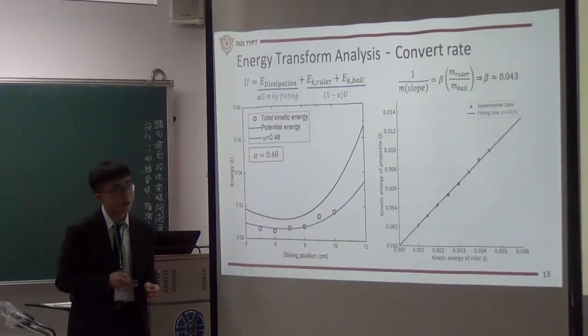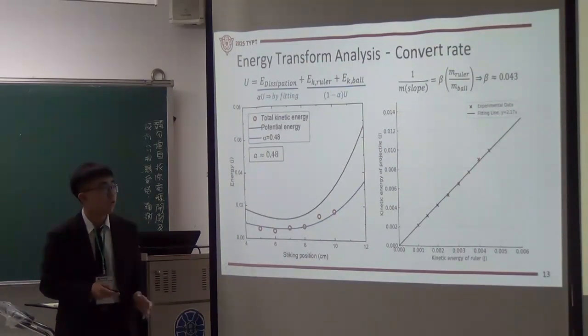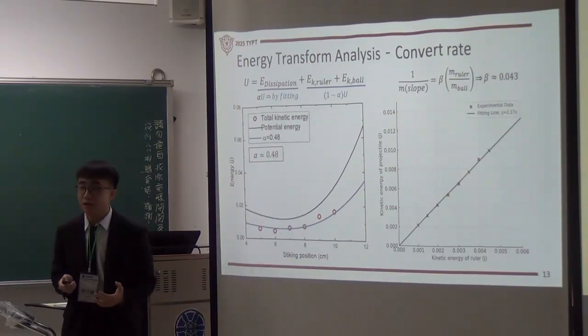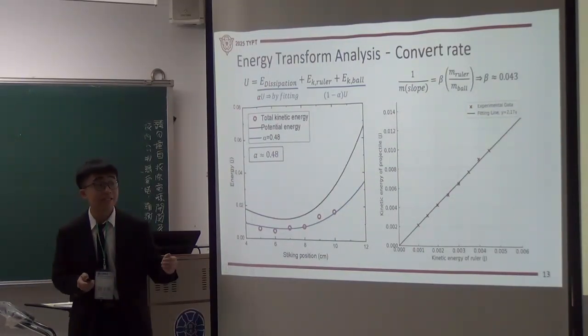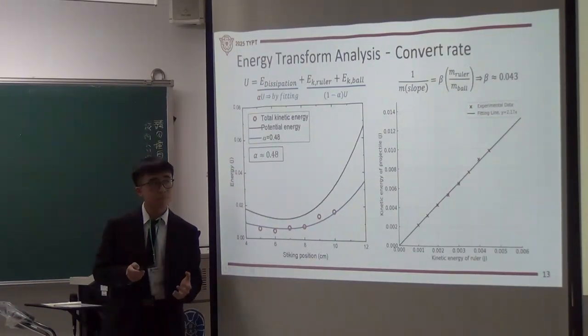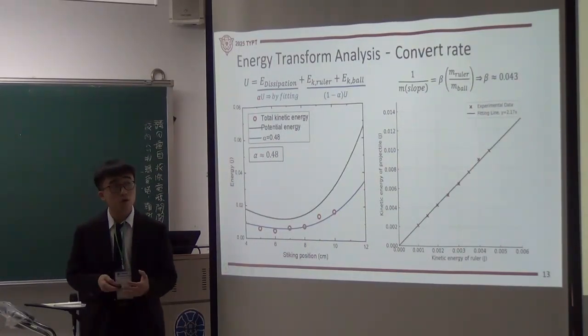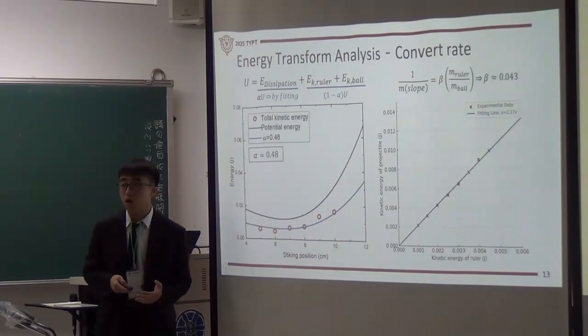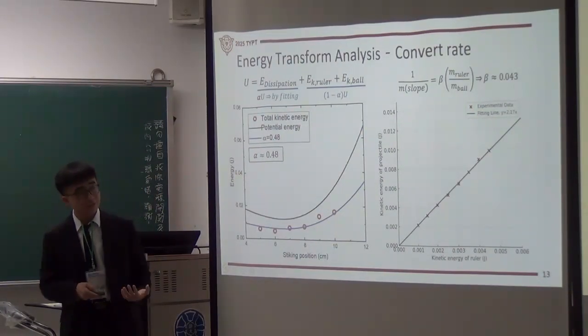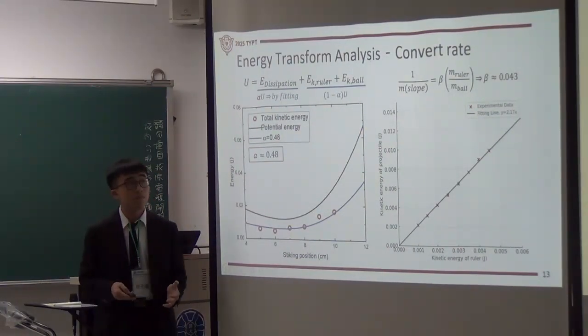And in the chart showing there, as you can see, the y-axis represents the kinetic energy of the projectile. The x-axis represents the kinetic energy of the rulers. As previously mentioned, the ratio of kinetic energy will equal the constant beta times the ratio of the mass. So we can fit beta to roughly equal 0.043.